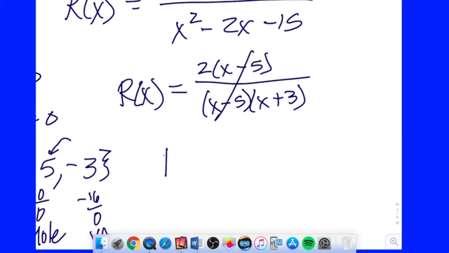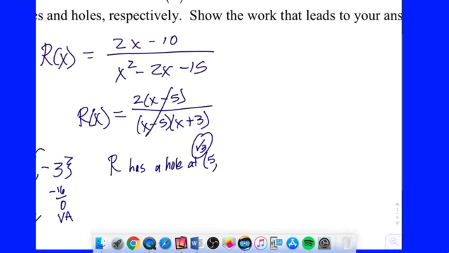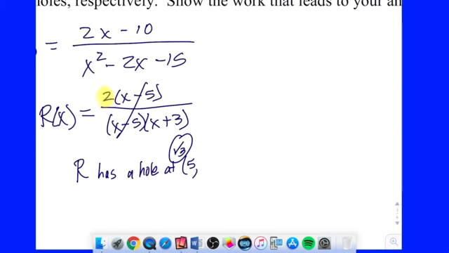So let's go ahead and say then that R, in a complete sentence, R has a hole at, the ordered pair is 5, and you've got to check for that. If you just said a hole at x equals 5, you've got to check for that. How do we find the y value for the second time on the test? Plug it into everything that's left. We're left with 2 over x plus 3. When you plug in a 5 for x, you get 2 over 8, which I did give credit for, believe it or not. I'd like for you to simplify. So that's equal to 5 comma a fourth. So the y value for the hole was a fourth. Check.